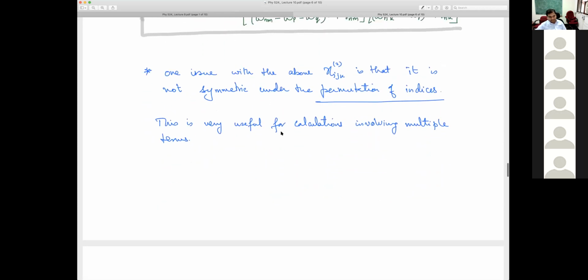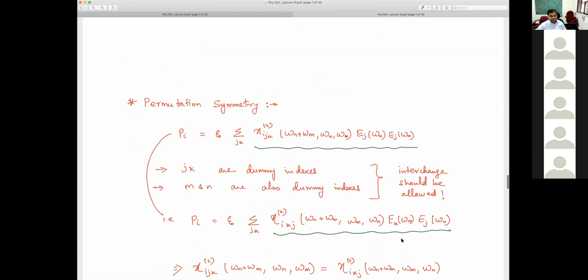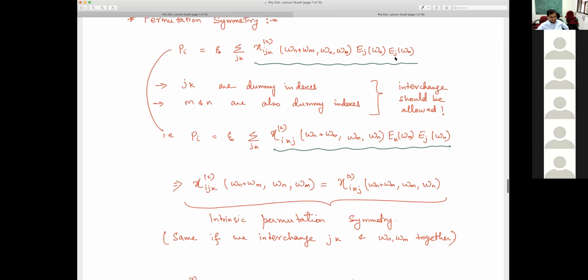So we define chi ijk generally so that it has this permutation symmetry. So I'll have more about this. So briefly reviewing permutation symmetry, let's say. So P i, for example, I define in this particular form. So epsilon 0 sum over jk chi ijk, this frequency. I am following Lloyd's notation of defining chi2, and Ej Ek. So here the last term should be Ek omega m actually. Okay, so minor error here.